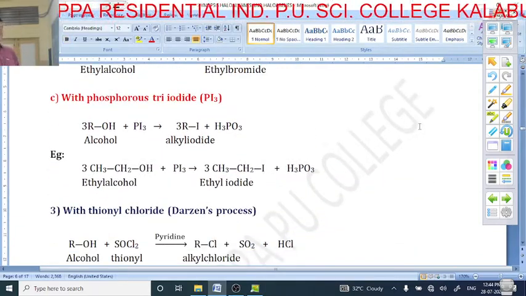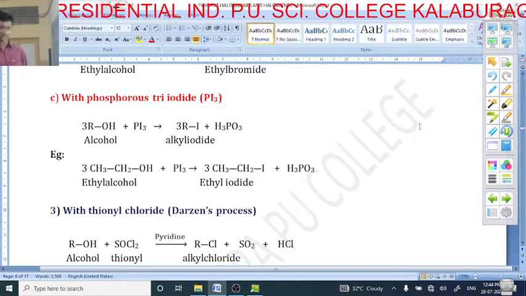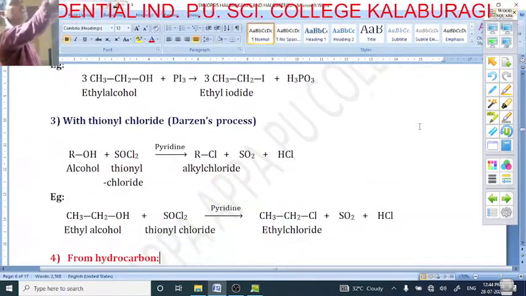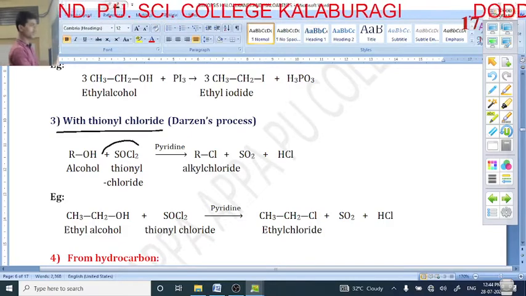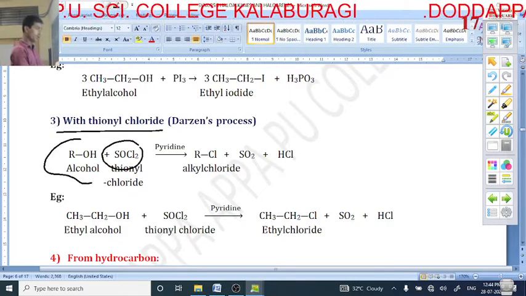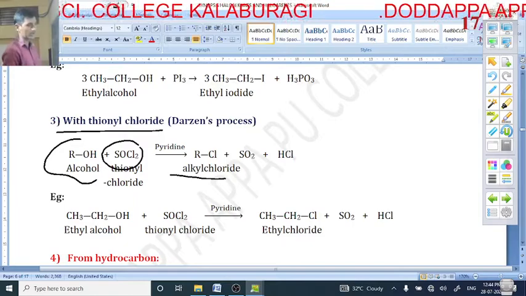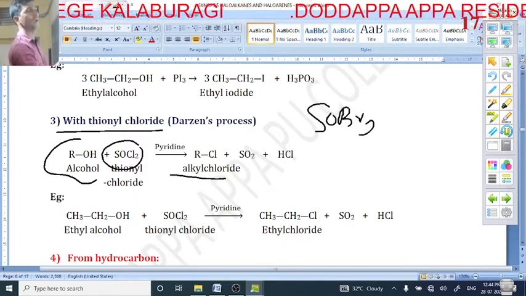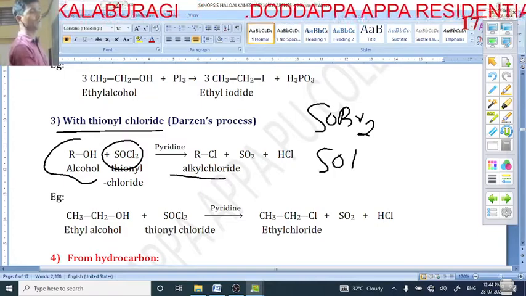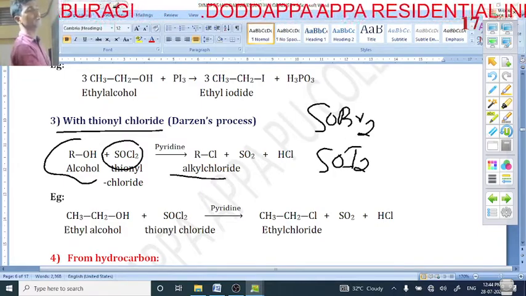This is the third method, the Darzens process. In this process, alcohol reacts with thionyl chloride, SOCl2, and gives alkyl chloride. But we can't use SOBr2 and SOI2, because these are unstable.